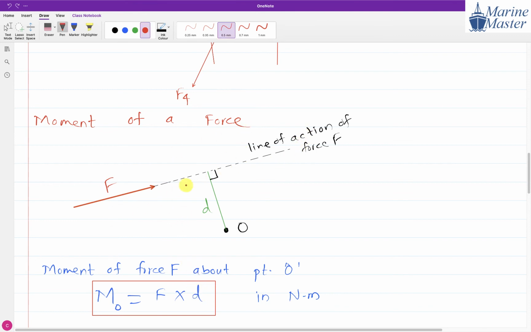Draw this figure properly. This must be the same vertical, same line. See, we extend this line of F. Here this is our F, and we have extended the line of F. Then from point O, we have drawn one perpendicular line. So please write down this discussion.